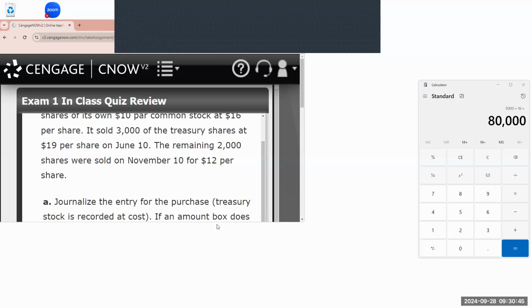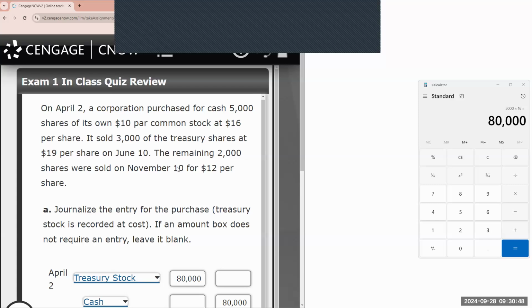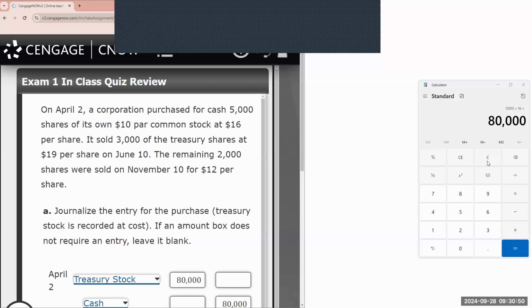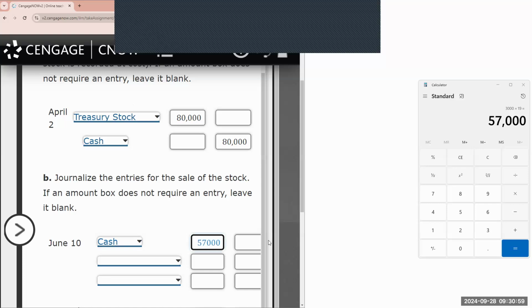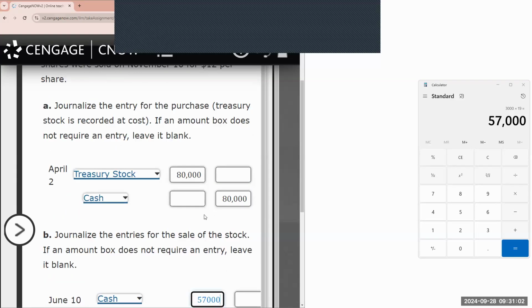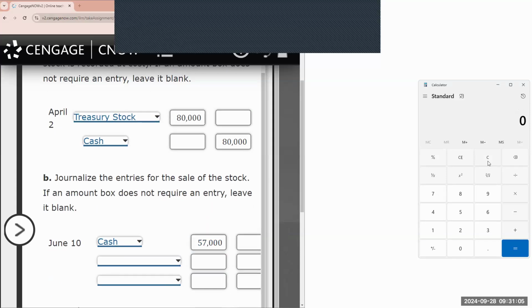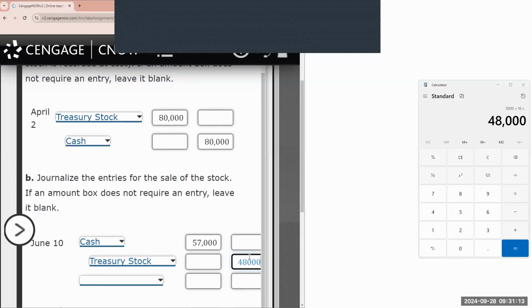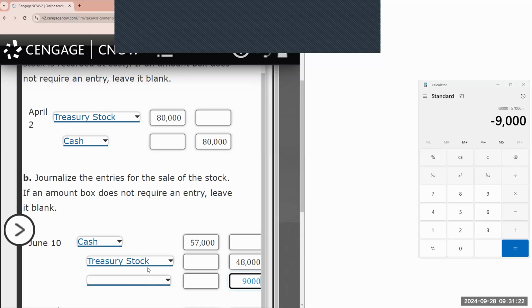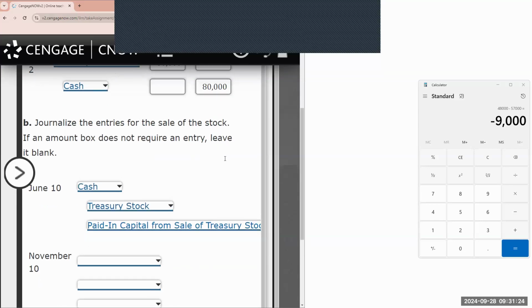Next, it says that we sold 3,000 of the shares at $19. So 3,000 at 19 equals 57,000. Therefore, we received cash of $57,000, and the value of the treasury stock would be the 3,000 shares multiplied by the $16 per share. So our treasury stock is valued at $48,000, and the difference between the two, the $48,000 value of the stock and the cash received, the $9,000, represents the paid in capital from sale of treasury stock.